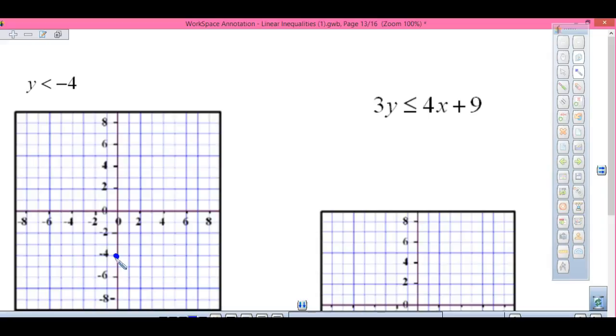Okay, so what kind of a line is this? It's a horizontal line. Is it going to be dashed or solid? So a dashed line. No, not necessarily. No, just make a dashed line. Now you have to ask yourself, it's y is less than -4, so where are the numbers that are less than -4? Below it or above it? So you're going to shade everything below that line that you just made.